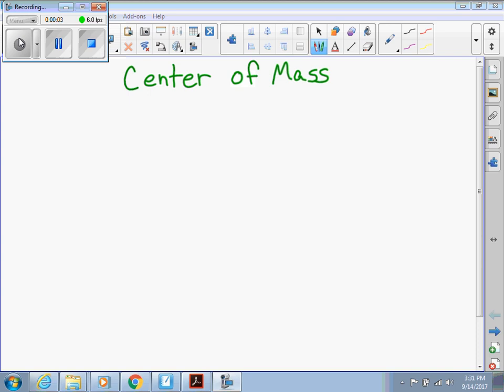Hi, today we're starting Momentum. And for Momentum, we are going to start talking first about center of mass. For center of mass, we look at the mass, and it acts as if all the mass of an object or a system is located at its center.